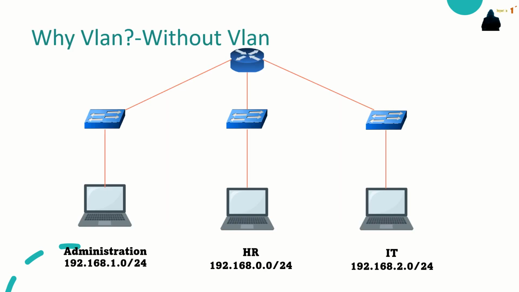But why should we use VLANs? We should check one scenario without VLAN and with VLAN. If you don't have any VLAN, in a normal network with normal operation, when a switch receives a broadcast frame on one of its ports, it forwards the frame out all other ports in the switch. And it's a problem.